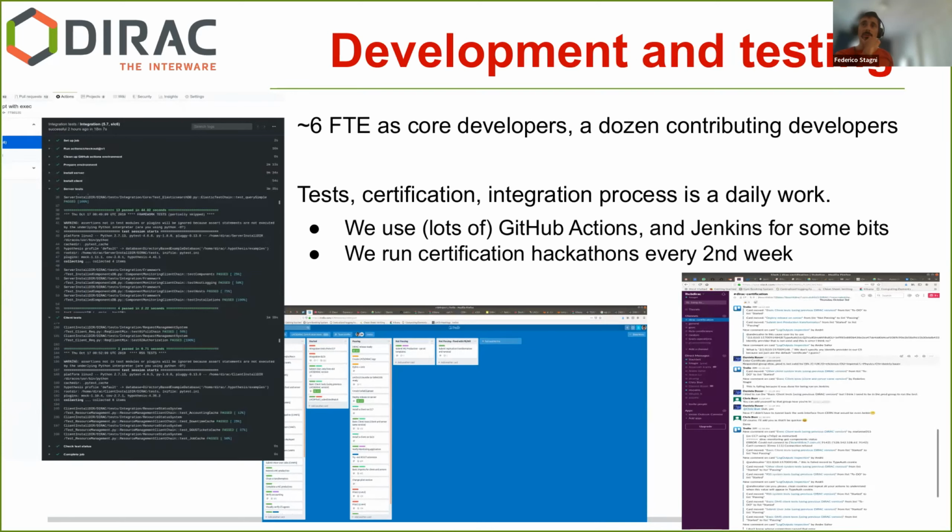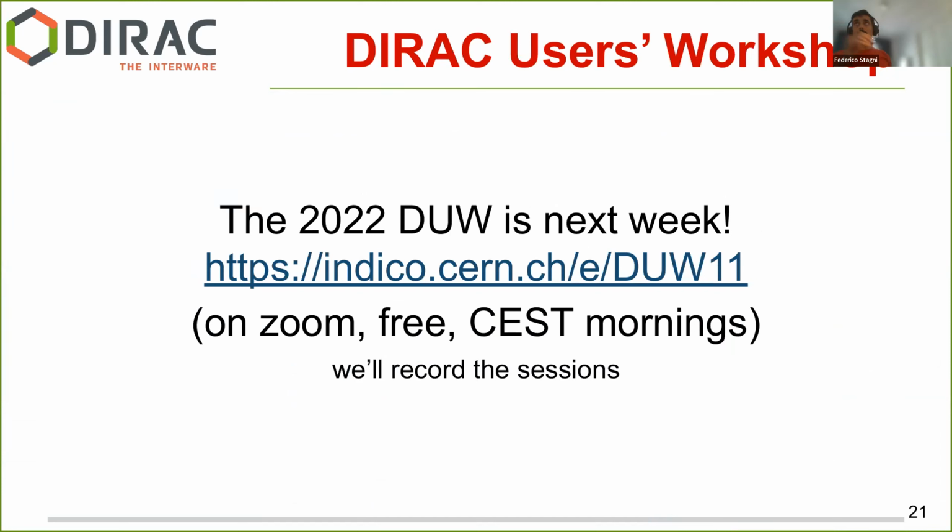Just an insight on how many we are. We are about 6 FTEs core developers. This changes, unfortunately, rather frequently, and then there are contributing developers. We do a lot of tests, certification, and integration process, and we use lots of GitHub actions. We use Jenkins for testing some parts, and every second week we run a certification hackathon. At the end, we end up creating basically 2 releases per year, plus patches every week.